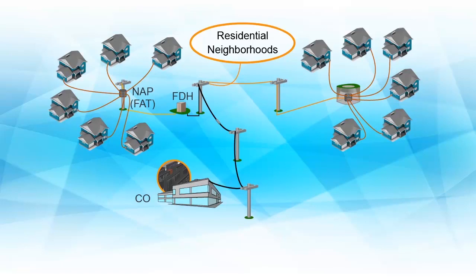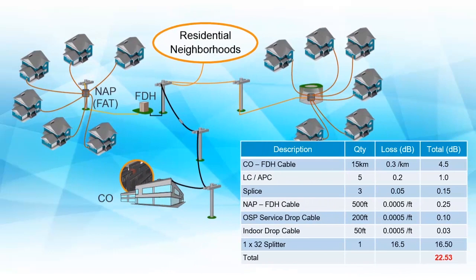Using the above example, assuming the total fiber cable length from OLT to FTTH is 15 kilometers and 5 pairs of LC-APC connections, 3 splices, and a total of 750 feet of drop cables, the link loss is calculated as follows. 4.5 dB for the fiber, plus 1 dB for connectors, plus 0.15 dB for splices, plus 16.5 dB for the splitter, plus 0.38 dB for the drop cable. This equates to a loss of 22.53 dB, which is again well within the PON optical budget.